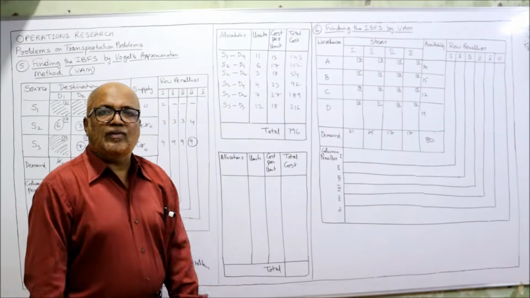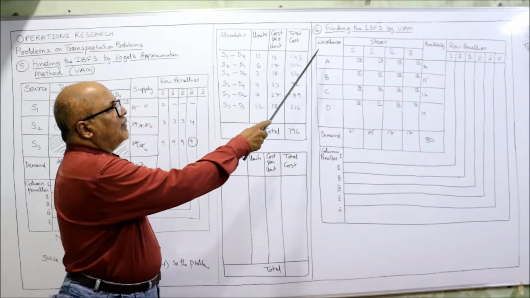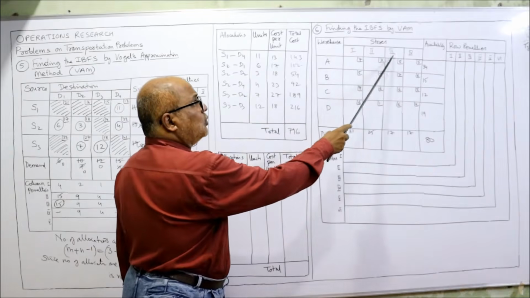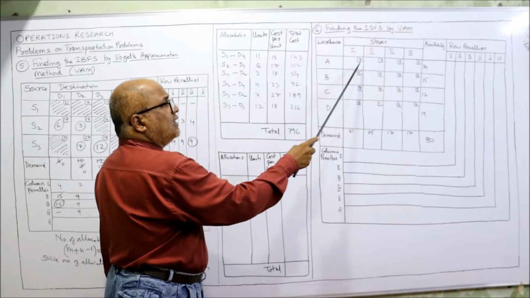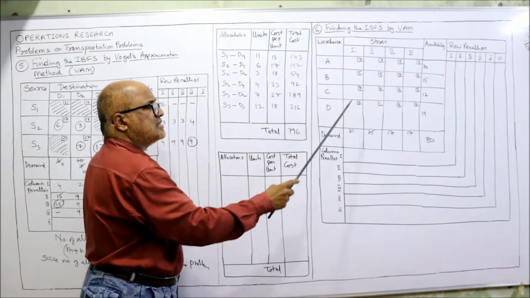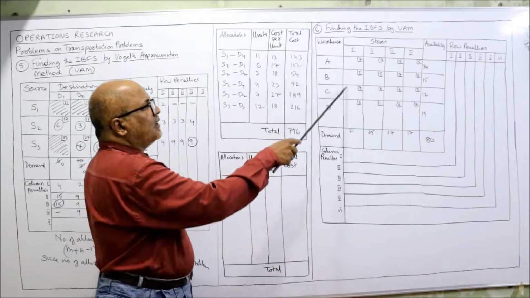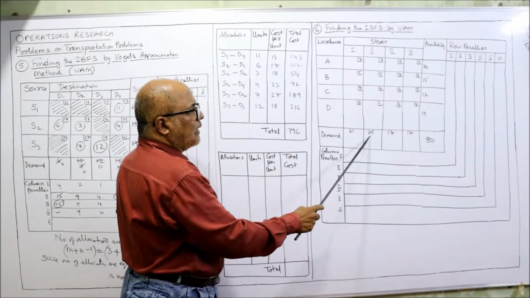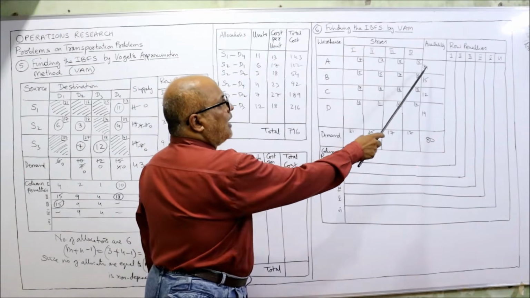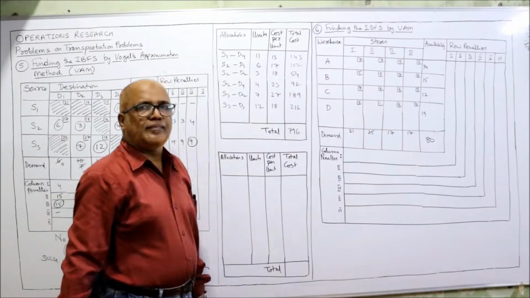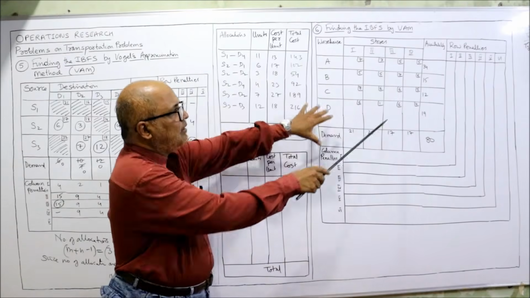Exactly the same way as we have done. I have drawn the table. Warehouses A, B, C, D, and the stores are 1, 2, 3, 4. And the costs are given in the problem, 7, 5, 8, 6. I have taken them in the upper right corner. Right? The demand is 21, 25, 17, 17, and availability 34, 15, 12, 19. Total is 80.